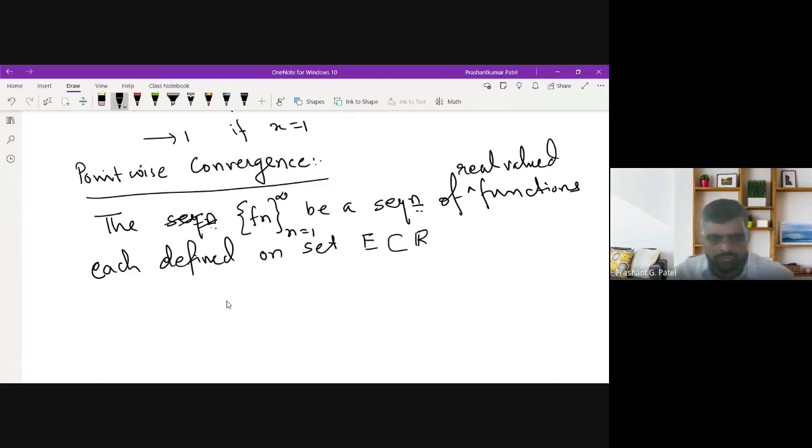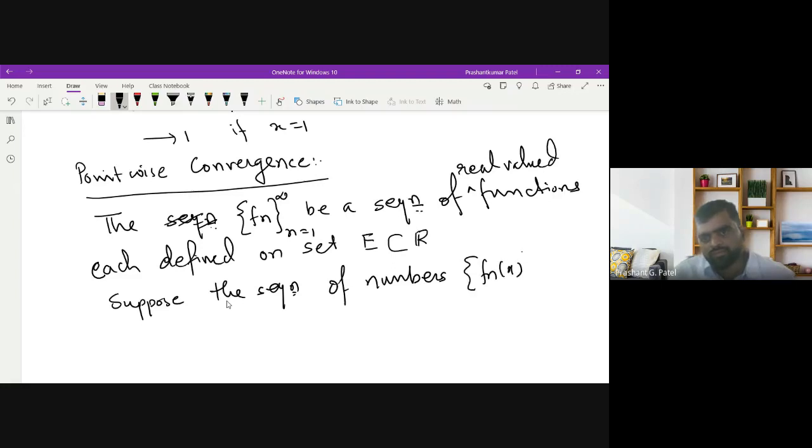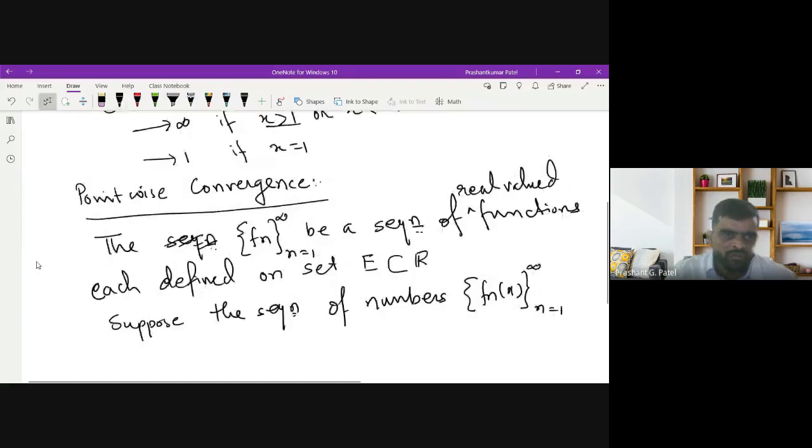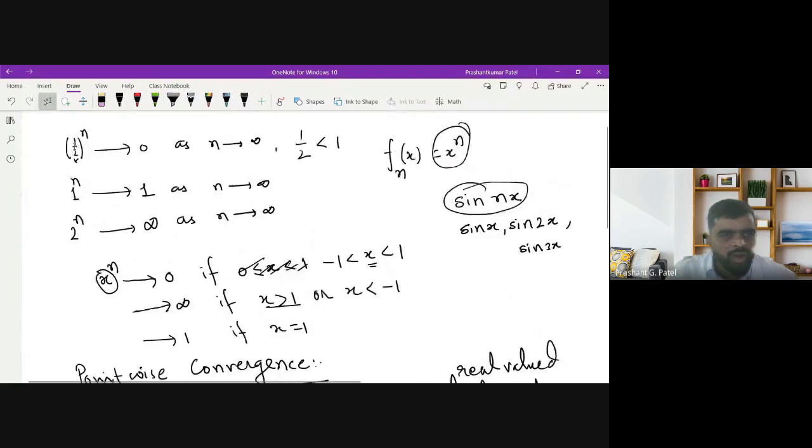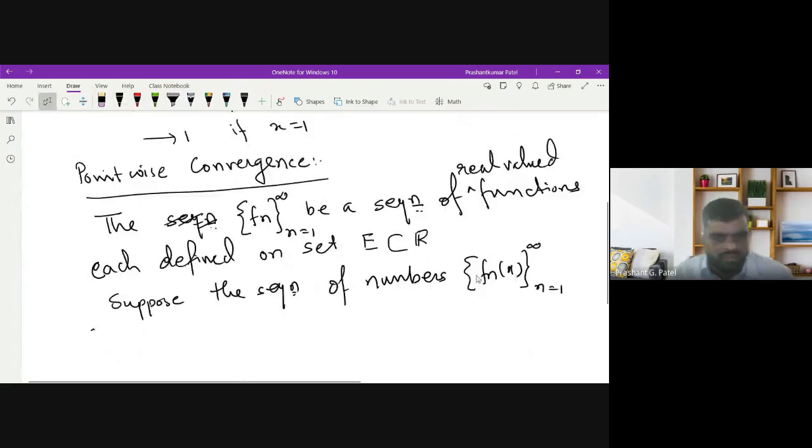Now suppose you want to say that this sequence of numbers, that is f_n(x), because now I am putting x here, is the value of this function at the point. That's why I'm saying it is a sequence of numbers. For example, for x^n, if I put x equal to 1/2, then it is a sequence of numbers. x equal to 1, then it is a sequence of numbers. x equal to 2, it is a sequence of numbers. And according to this, for every x, we check whether it is convergent.